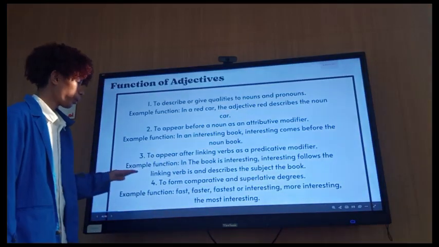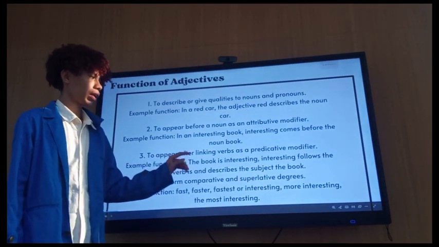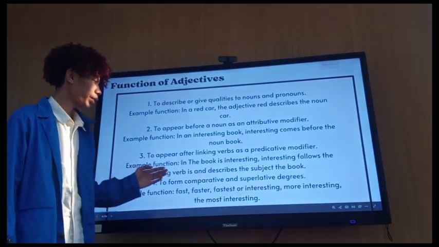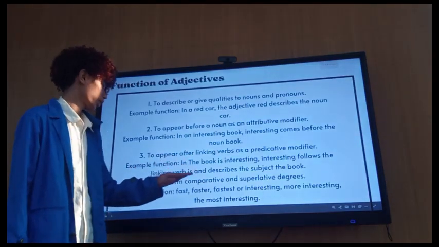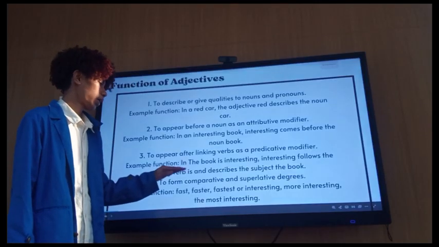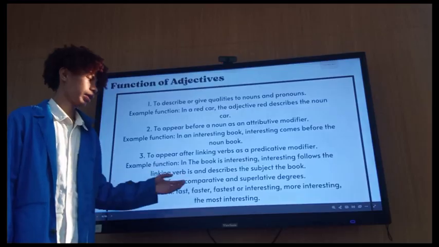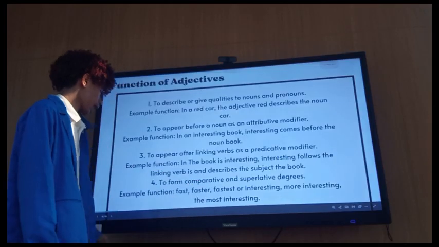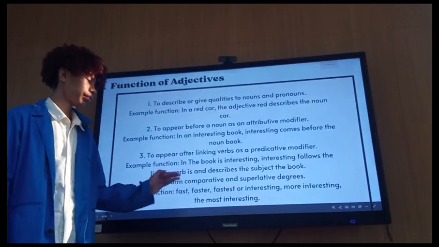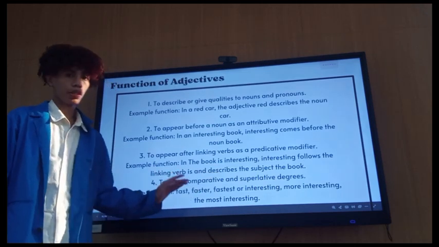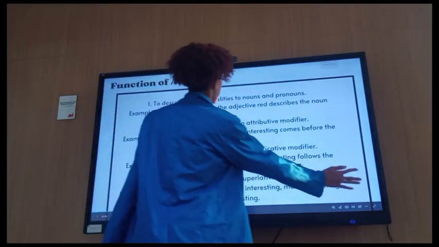Three, to appear after linking verbs as predicate modifiers. Example: in the book is interesting, interesting follows the linking verb is and describes the subject, the book. Four, to form comparative and superlative degrees. Example: fast, faster, fastest, or interesting, more interesting, the most interesting. Next.